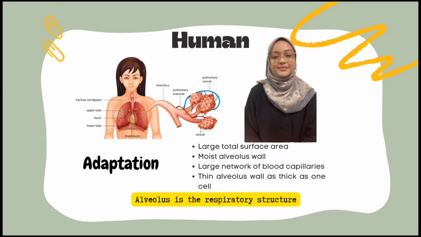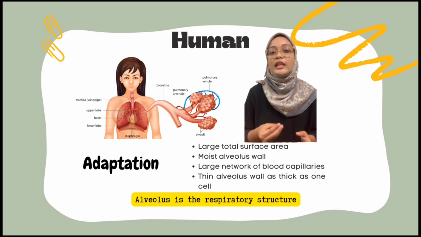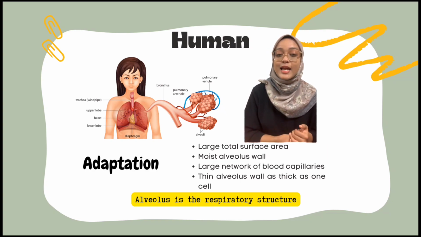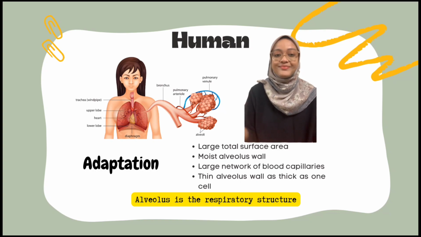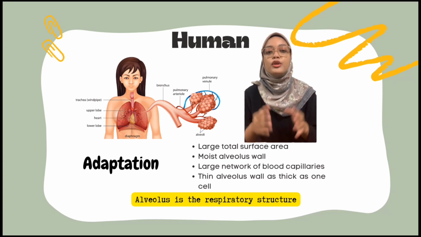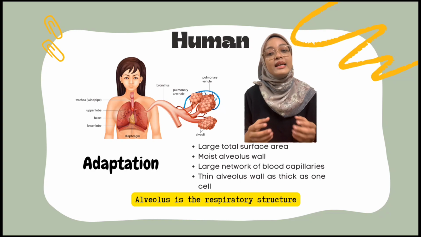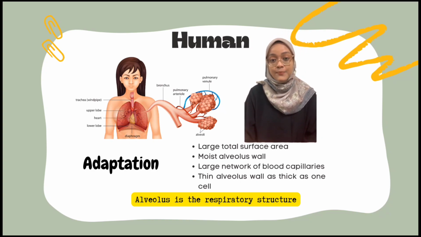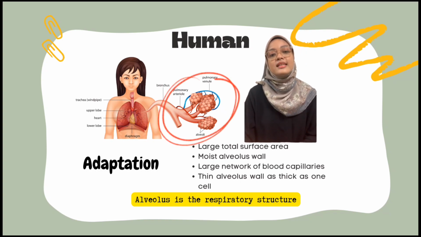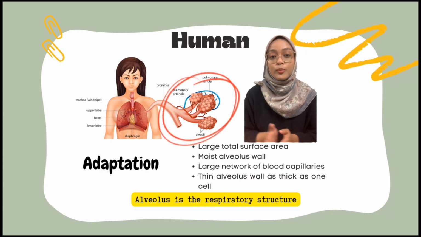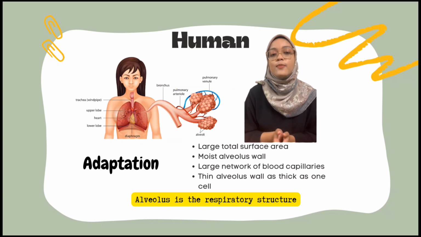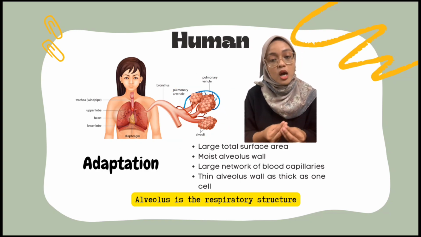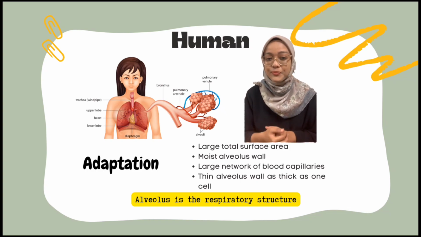the gases. Next, we are going to learn about the most familiar respiratory structure and its adaptation, which is human. So by this time you should know that humans need their lungs for respiration, as you have already learned in Form 3. And the alveolus is the respiratory structure in humans. Now let's explore the adaptations which increase the diffusion rate of respiratory gases.